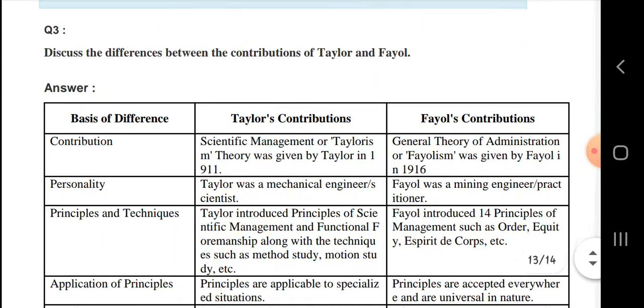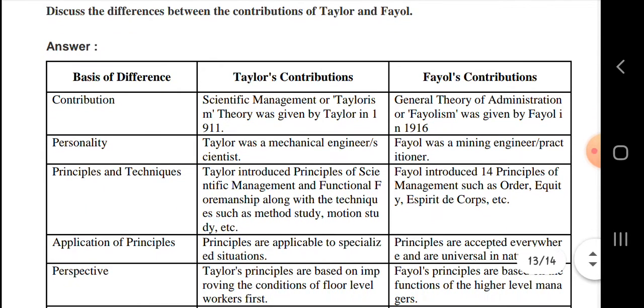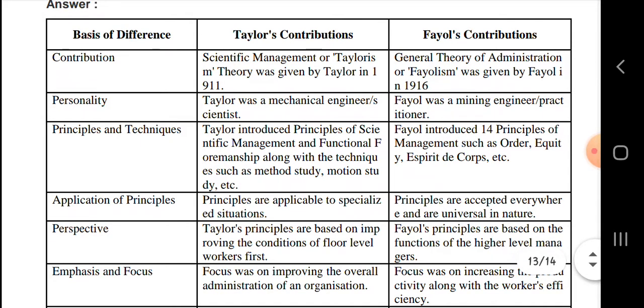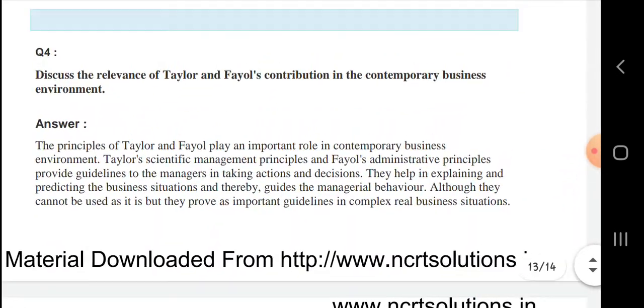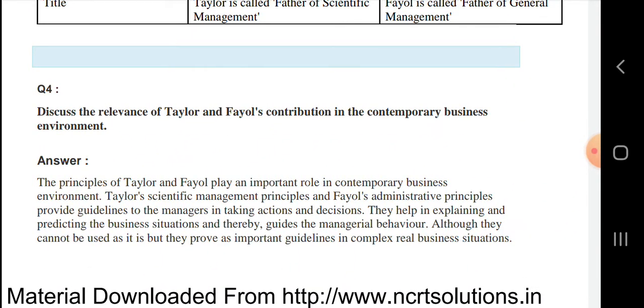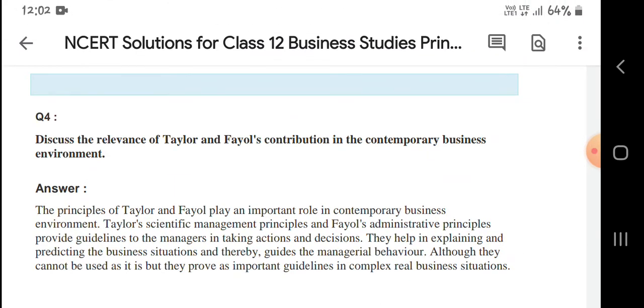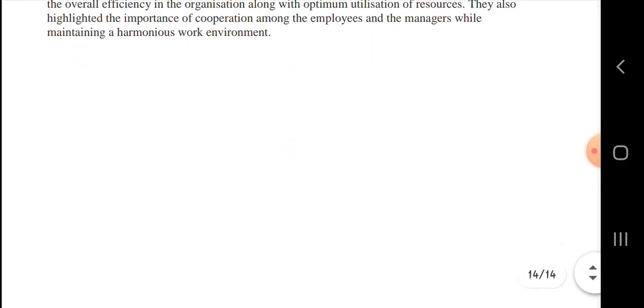Next, let us know about the difference between Taylor and Fayol. The Taylorism theory was given by Taylor in 1911, and the Fayolism theory was given in 1916. Taylor was a mechanical engineer and scientist, and Fayol was an engineer practitioner. Next, let us discuss Taylor and Fayol's contribution in contemporary business. The principles of Taylor and Fayol play an important role in business, as Taylor's scientific management principles and Fayol's administrative principles provide guidelines to managers for taking decisions. So it is most important for managers.